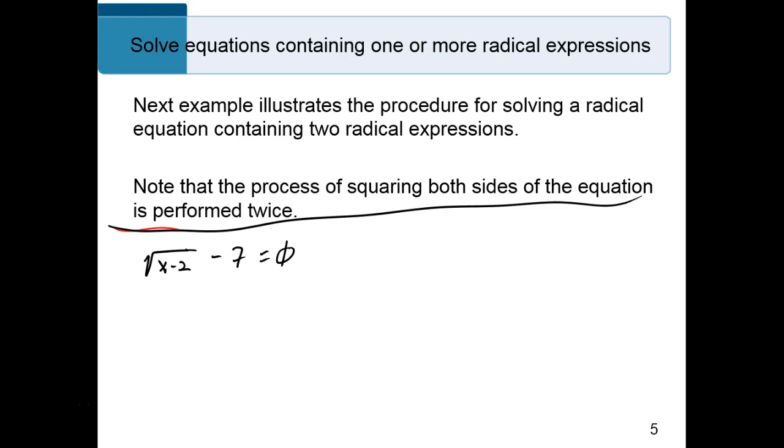Here's the deal. Remember when we were solving a linear equation? You isolate the variable. When you're solving a radical expression, isolate the radical first. Then we'll isolate the variable. So isolate this. In other words, get this by itself. So how would we do that? Adding 7 to both sides. Perfect. That gives us the square root of x minus 2 is equal to 7. Now what do we do? Square both sides. And what's the square of square root of x minus 2? X minus 2. And what's the square of 7? 49. Excellent. And then what do we do to solve for x?